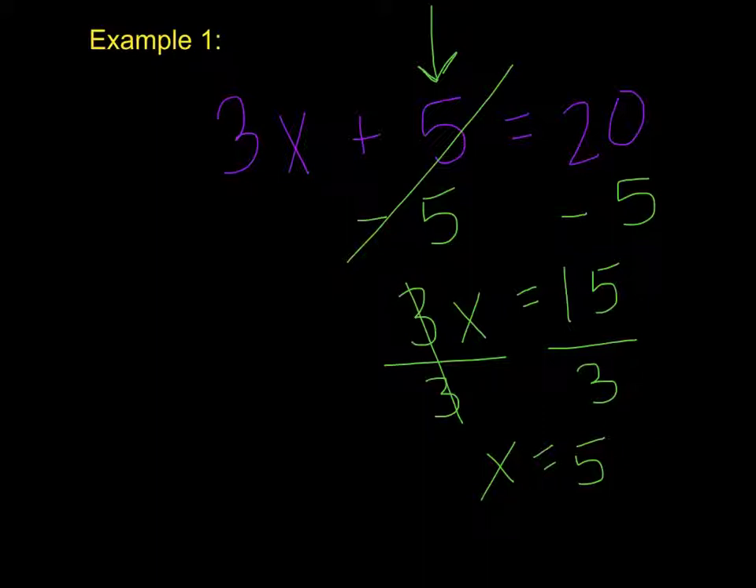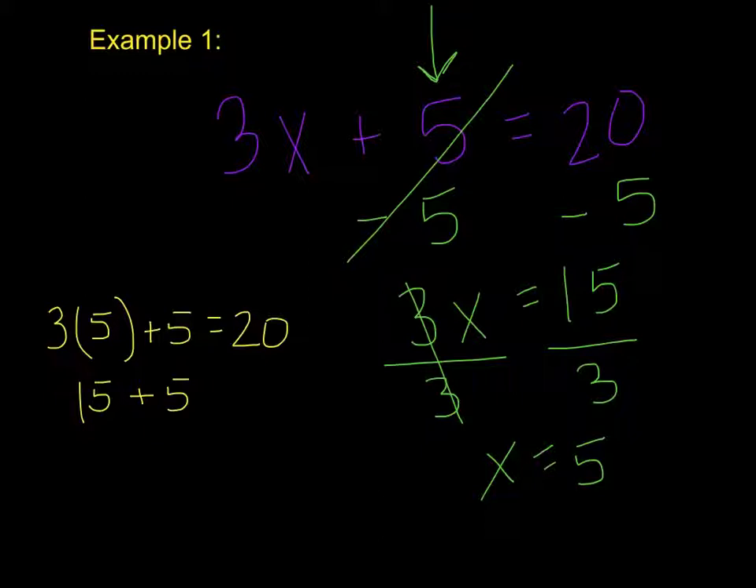Remember, you can check yourself for accuracy by substituting that point back into your original equation. So if I said 3 times 5 plus 5 equals 20, 3 times 5 is 15, and 15 plus 5 equals 20. Clearly, x equals 5.